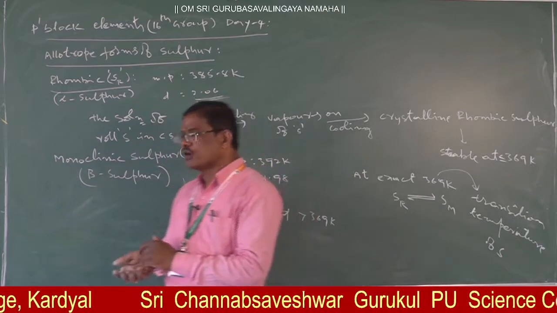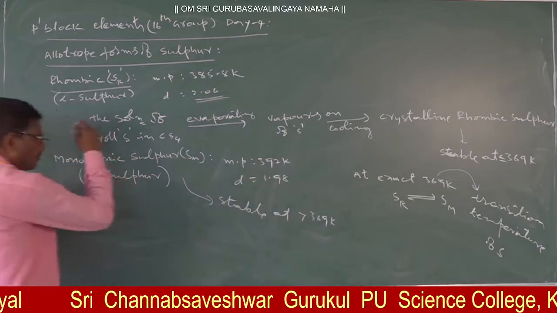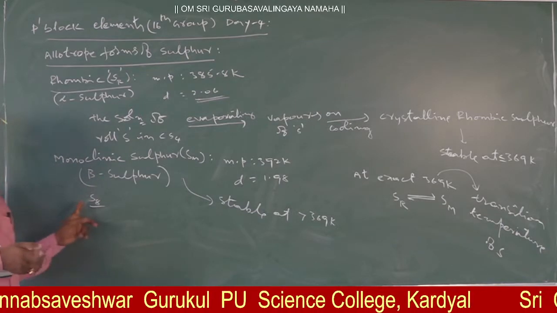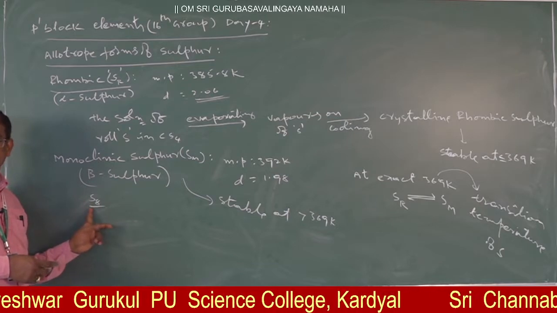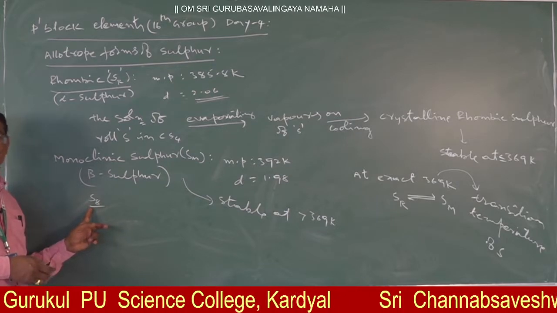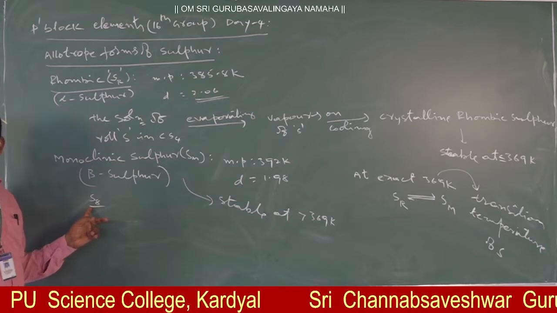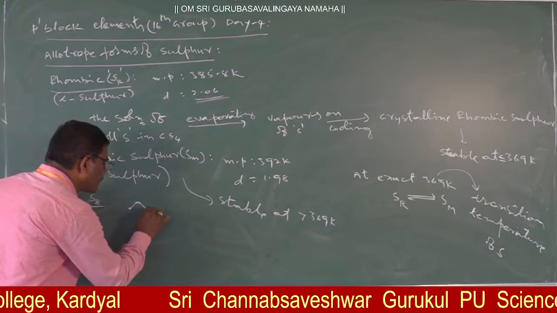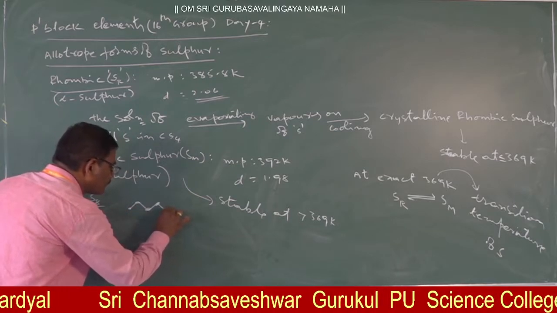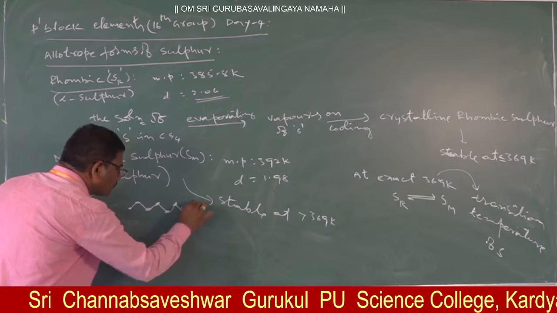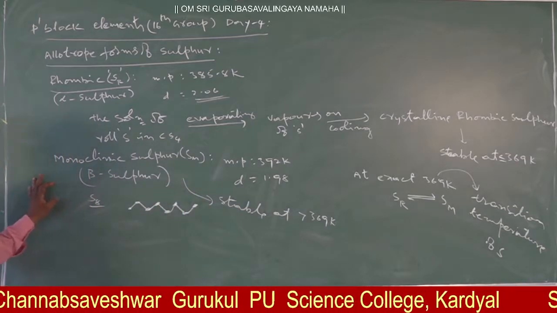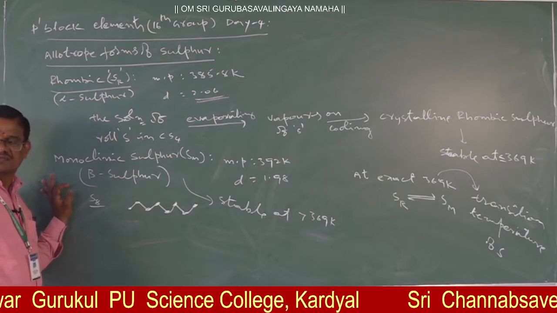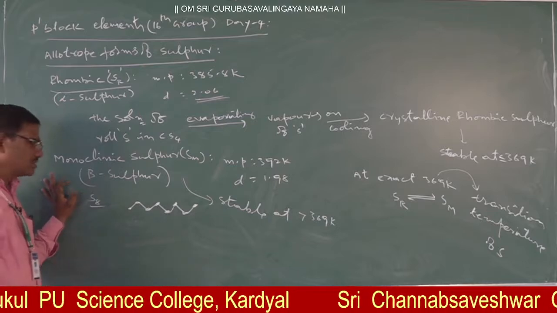In these, the rhombic sulfur is in S8 form. This S8 form can exist in a crown or puckered structure or a straight chain. Straight chain, suppose like this here. This is one chain structure, right? So thus sulfur exhibits catenation. It is a catenating power.